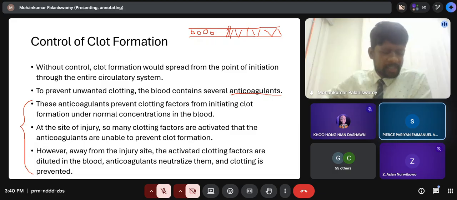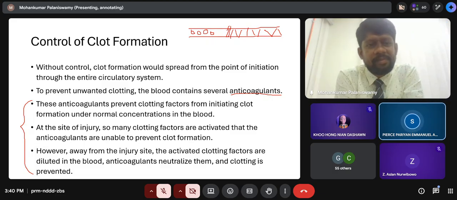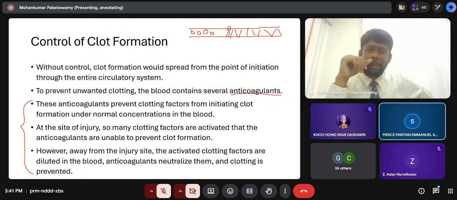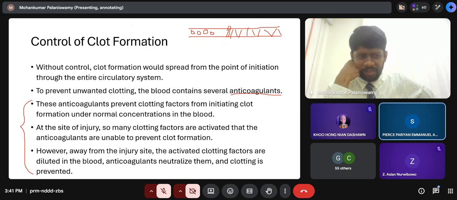These anticoagulants prevent clotting factors from initiating clot formation under normal concentration in the blood. At the site of injury, so many clotting factors are activated that the anticoagulants are unable to prevent the clot formation. However, away from the injury site, the activated clotting factors are diluted in the blood. Anticoagulants neutralize them and clotting is prevented.